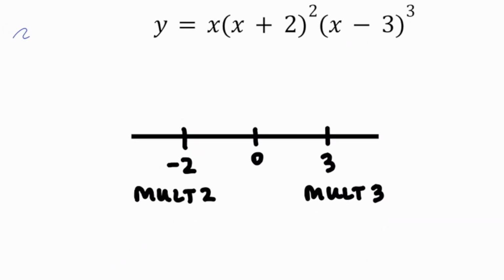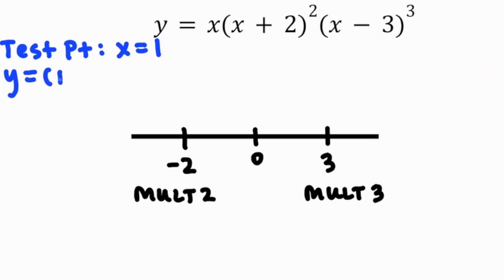Get a test point. Let's see. Start here. Choose x equals maybe 1 this time. It really doesn't matter. Just can't choose 0, negative 2, or positive 3. When x equals 1, y is going to equal 1, which is a positive number, times (1 plus 2) squared, that's going to be a positive number as well, times (1 minus 3), which is negative 2, to the third power. If I take a negative number to the third power, I'll have negative. So 2 positives and 1 negative, that's going to be negative. So I'm going to put negative right there.